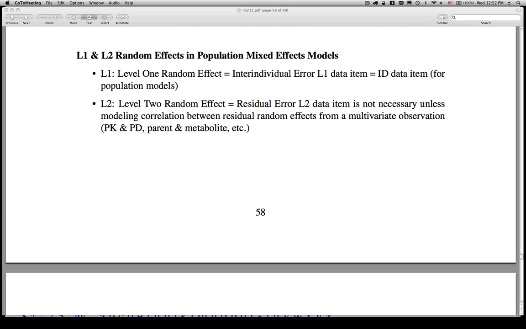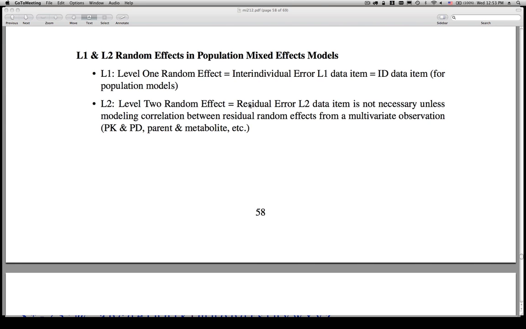We have two levels of random effects in a population mixed effects model. Level 1, the L1 data item, is also known as ID. Level 1 is the individual random effect, what differentiates between subjects. Level 2 is the residual random effect. And if we model interoccasion variability, then we'd have 3 levels. But in NMTran, there are some recognized variables called L1 and L2, and L1 is synonymous with ID because ID is the grouping variable for the inter-individual random effect. We know that the ETAs are identified once per ID, and it's because of that ID grouping variable. If you wanted to try it, you could leave ID out of your data set and use L1 instead, and L1 actually means the same thing.